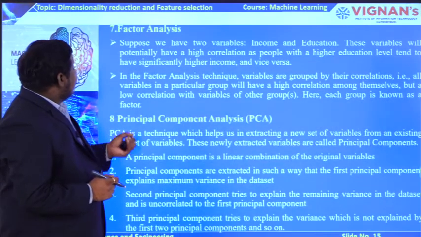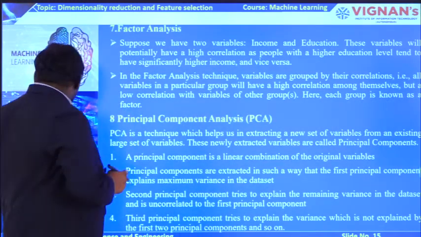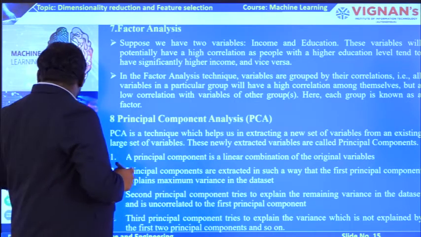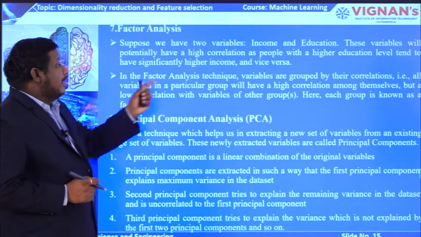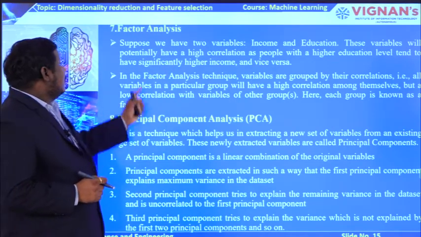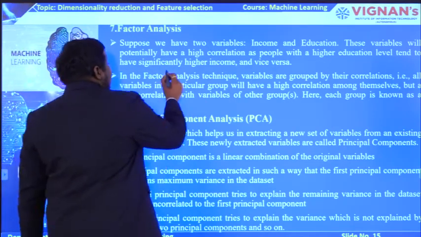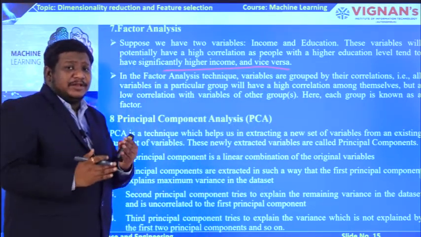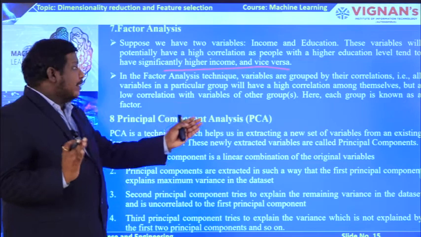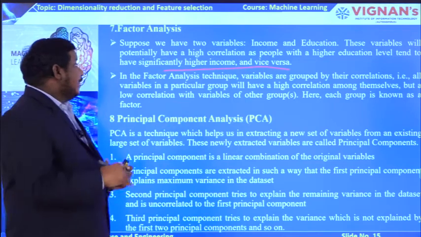So, factor analysis. Suppose we have two variables, income and education. These variables will potentially have a high correlation, because people with a higher education level tend to have significantly higher income and vice versa. So, this thing we know. If you take both higher education and income, both are related to each other.